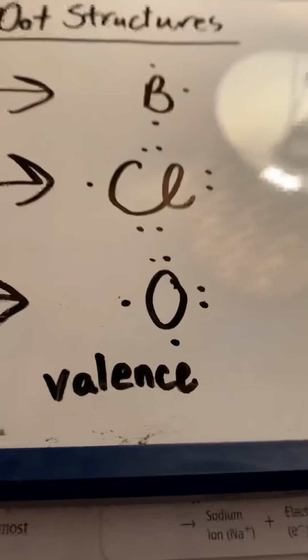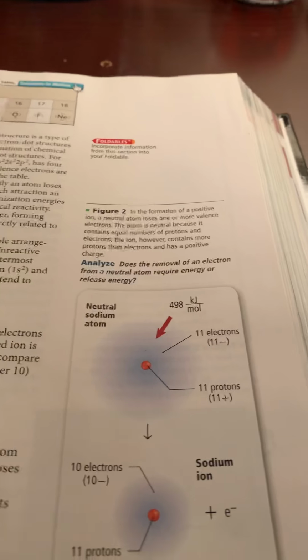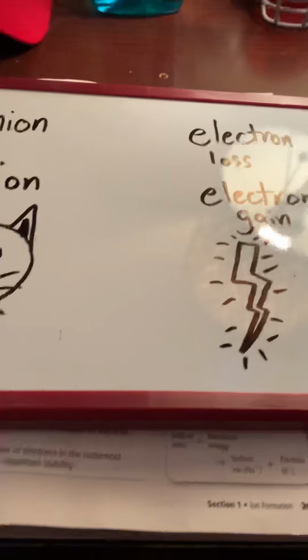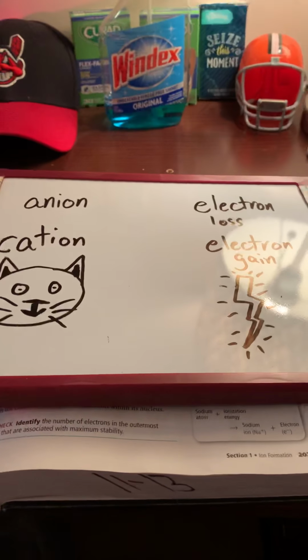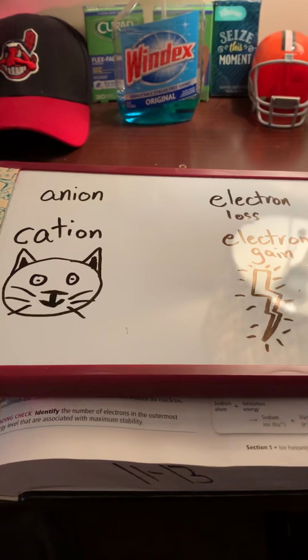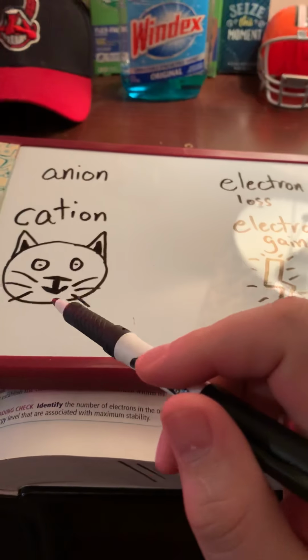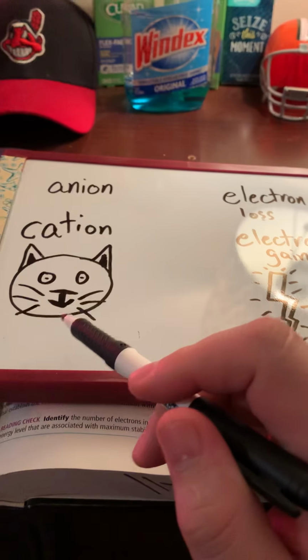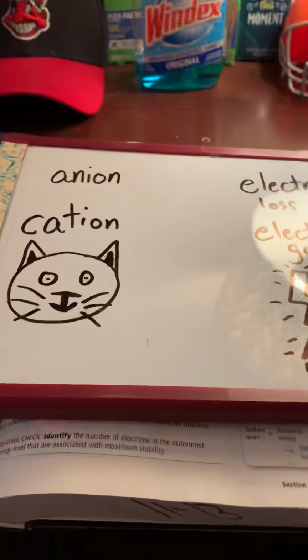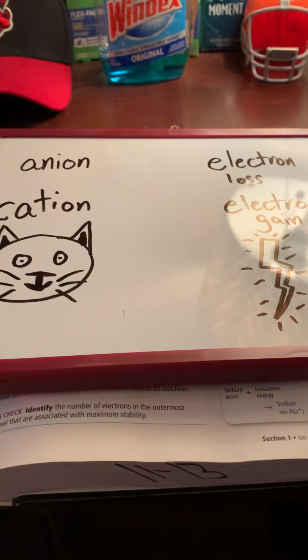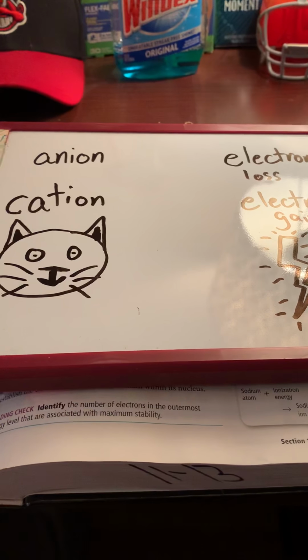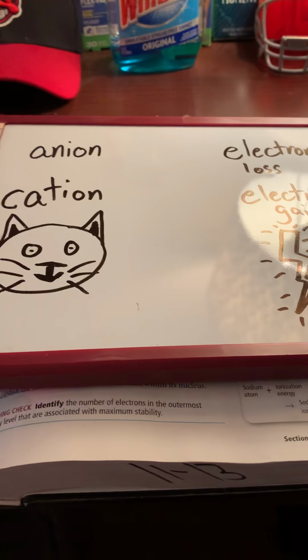Now for the last thing to cover today. We're talking about the anion and the cation. An electron loss and electron gain. So, when we're talking about anion and cation, and yes, this cat is happy. I want to point out the smile right there. That's a happy cat. So the anion and cation talk about a positive and a negative ion.